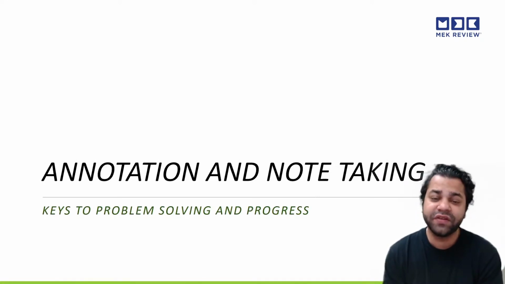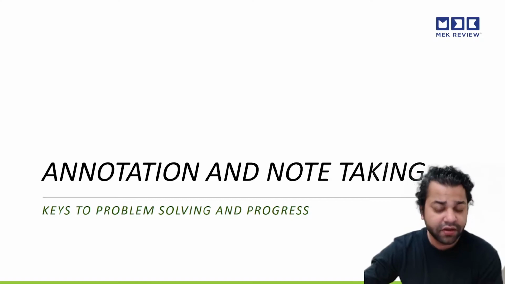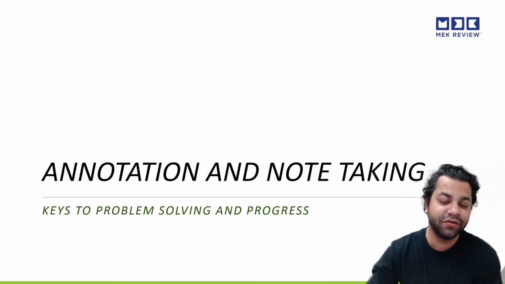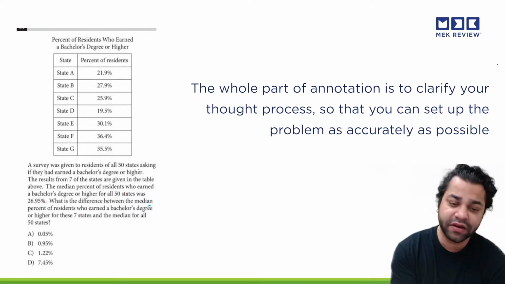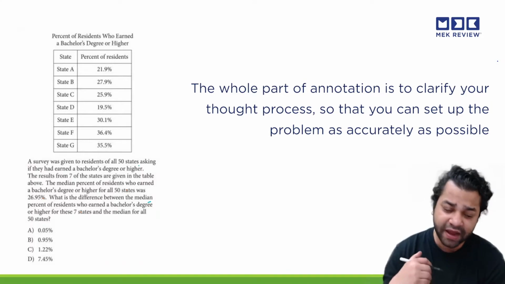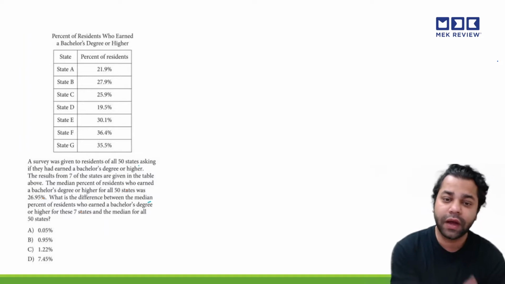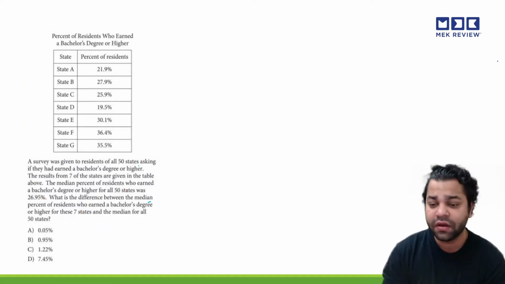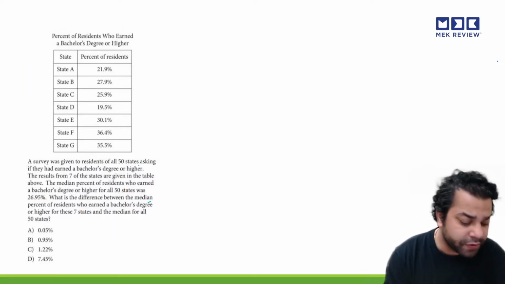Now, the reason that I picked annotation is that it's the backbone. That's the initial step, which is the summarizing part, which is connected to the last three steps. Let's do an example. The whole point of annotation is to clarify your thought process so you can set up the problem as accurately as possible. As we walk through it, I'll give you some pointers that I use with my students that will help you when you solve any questions moving forward.